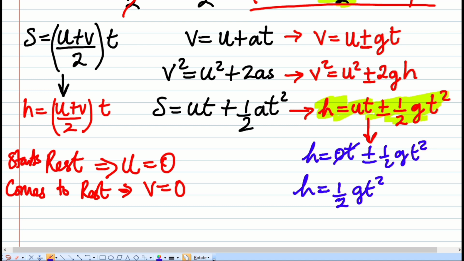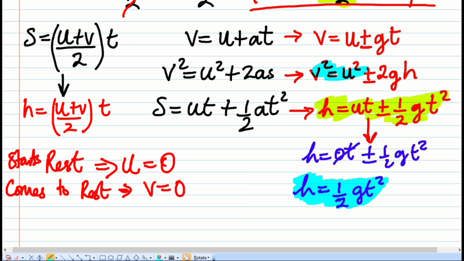Now I'm not putting plus or minus, but you know it's there already. I just want to put it that way. So when do we use this formula? We use this formula anytime the body starts from rest, so initial velocity is 0. So that will be the formula I'm going to use.